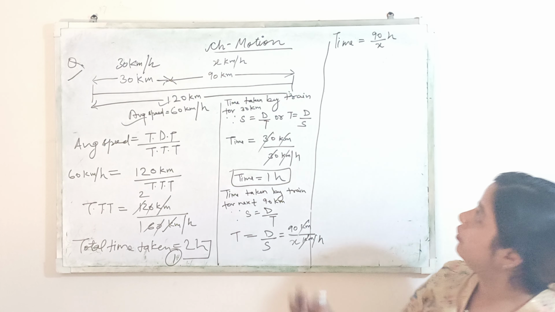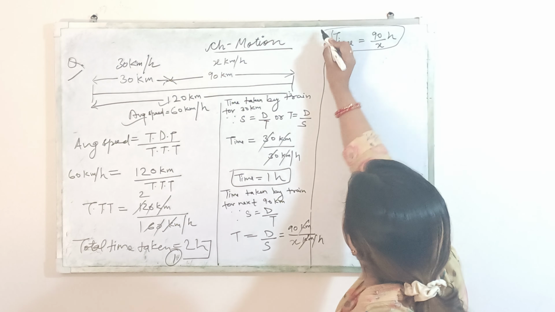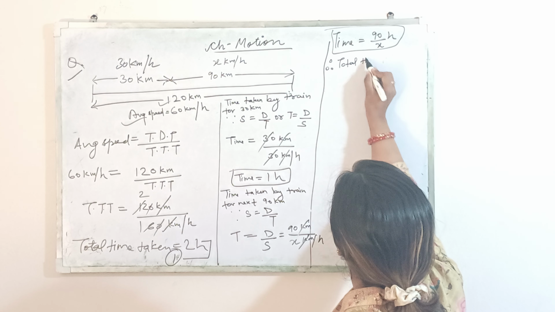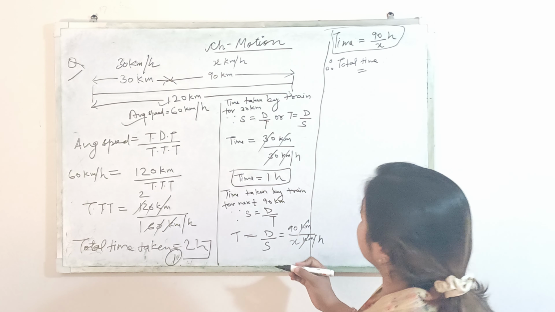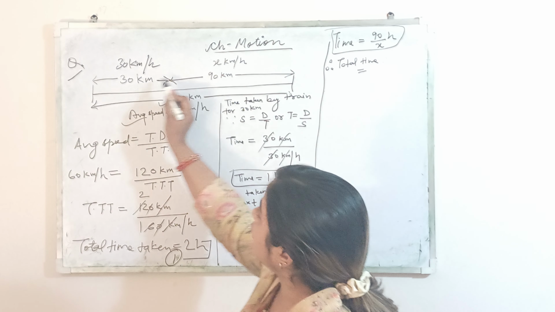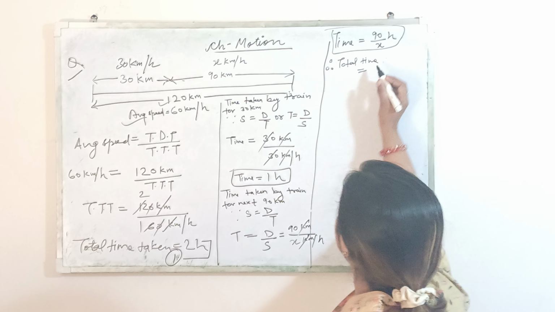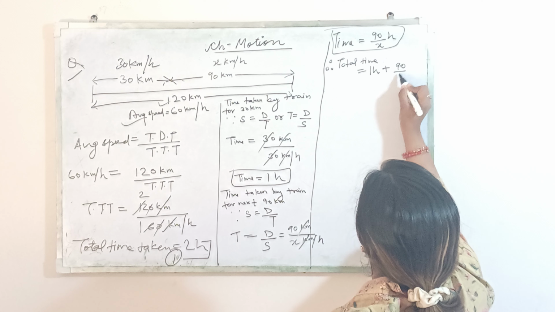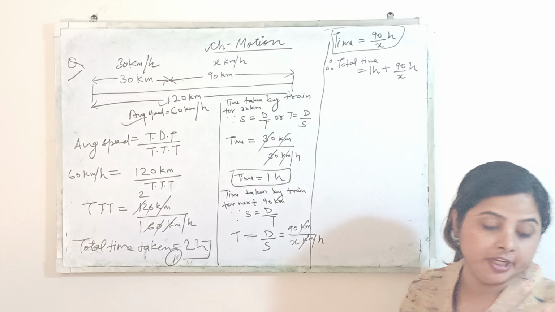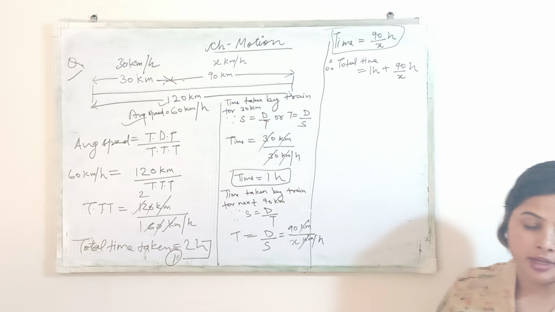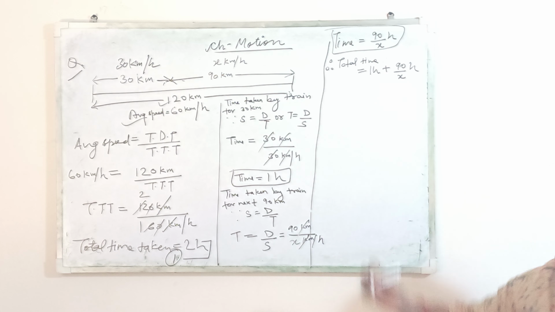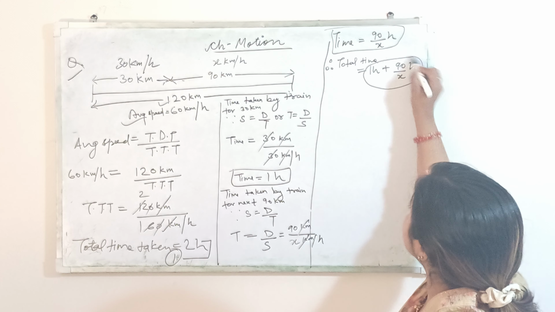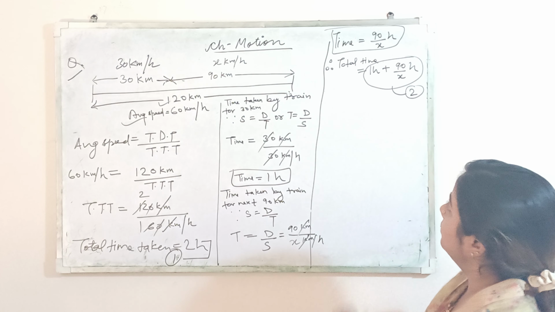Clear? Now this is the next equation. Therefore, what will the total time be for this whole journey, for 30 kilometer plus 90 kilometer? Total time will be 1 hour plus 90 upon x hour. Clear? 1 hour plus 90 upon x hour. Okay, and let us call this equation 2.